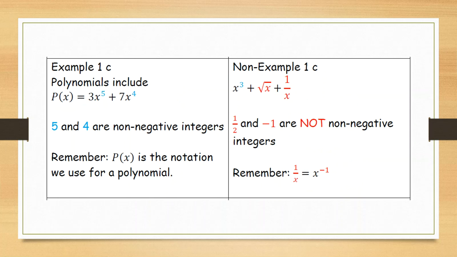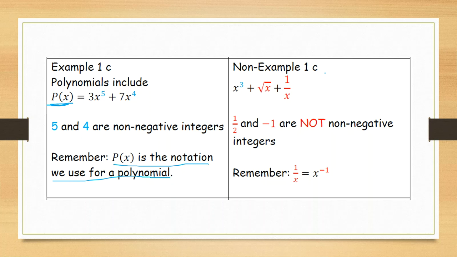Example 1c, another example of a polynomial. This is the notation that we use that highlights that the expression is a polynomial. 3x to the power of 5 plus 7x to the power of 4. So 5 and 4 are non-negative integers again. And this is the notation that we use for a polynomial.